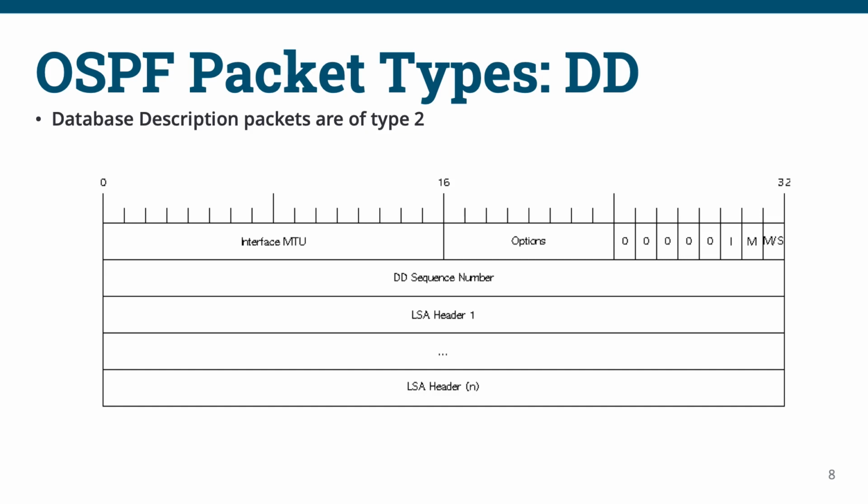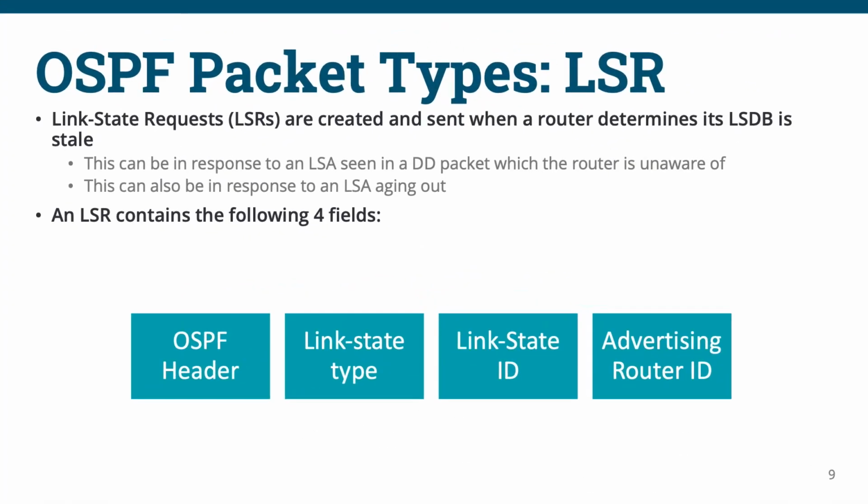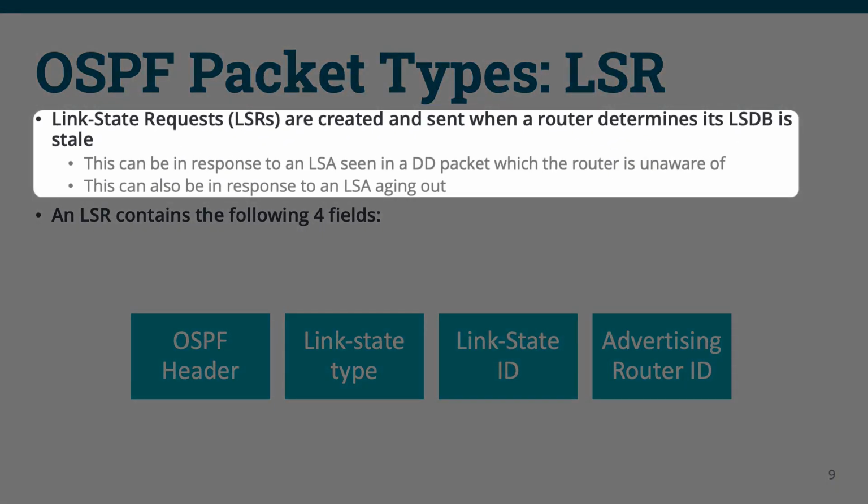The next packet type is the link state request packet, or the LSR. The LSR packet is sent when a router determines that its LSDB is out of date or stale. This can be in response to an LSA header seen in a DBD packet that the local router doesn't have in its own LSDB. This could also be used in response to an LSA aging out from the LSDB, and the router is requesting an updated copy of the LSA from a neighboring router.